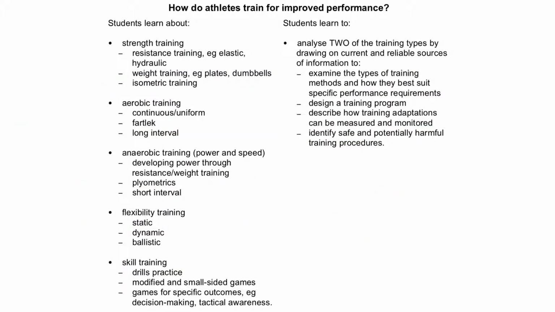So when we're having a look at the syllabus, we look at the first focus question in the Improving Performance option. How do athletes train for improved performance? Previously we had a look at strength training, and today we're going to have a look at aerobic training. As I said, it's really important that you go back and revise continuous training, fartlek training, and interval training.